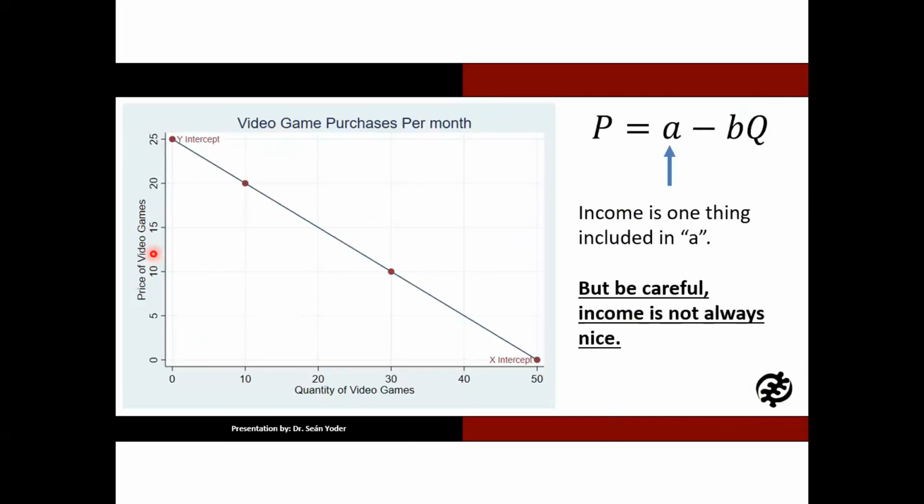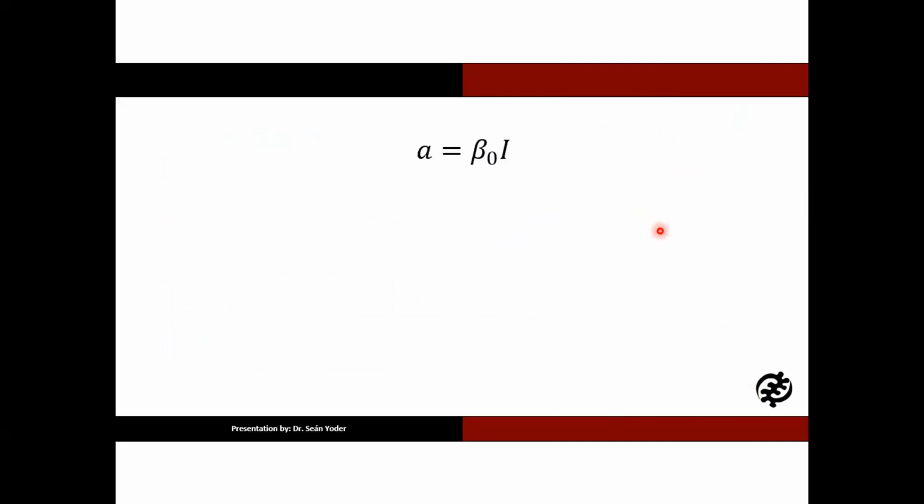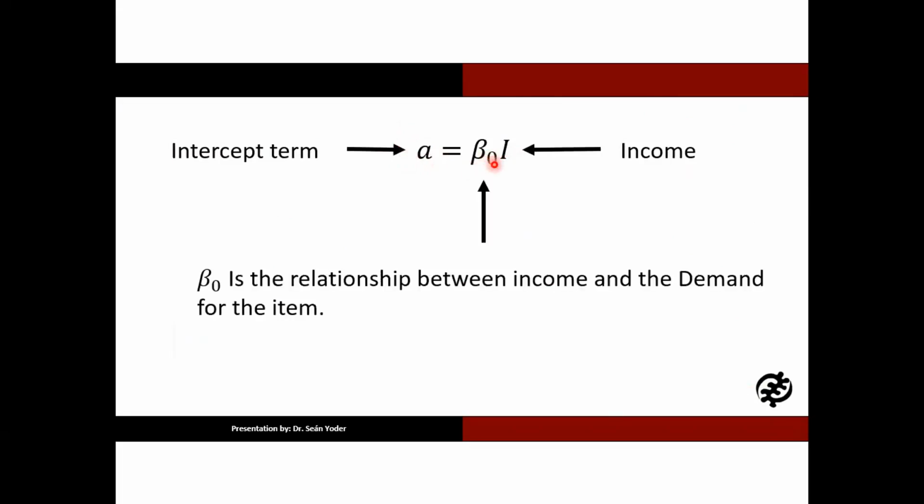Okay, so we need to unpack this A and go through A pretty seriously. So the first thing we're going to put in here is income. Income is one thing included in A. Be careful though, income does not play nicely with others. So here's our intercept term A, and we're going to add income. And I'm going to build you a little equation for A. Now this beta naught, these are Greek letters. Greek letters are estimatable parameters to economists. This means we could take some statistical software, collect some data, and figure out what it is.